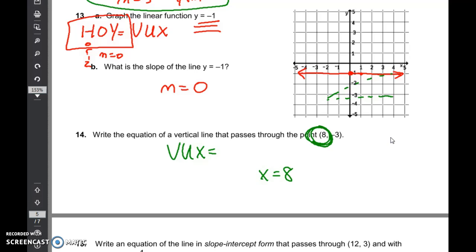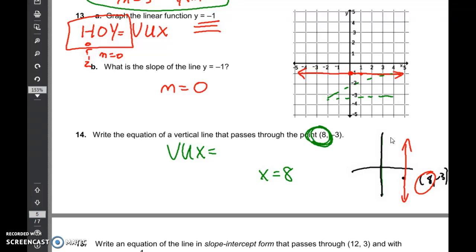If you're not a memorizer, then you've got to be really good at thinking logically. So to graph this, here's my point, 8, -3, roughly speaking. A vertical line goes straight up and down. So x remains the same. What does x remain the same as? 8. X equals 8. Logically, it's a little more difficult. I would try to memorize Hoy-Bucks and understand what each of those 6 letters stand for.